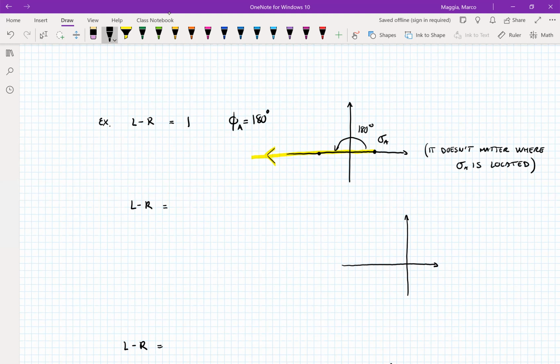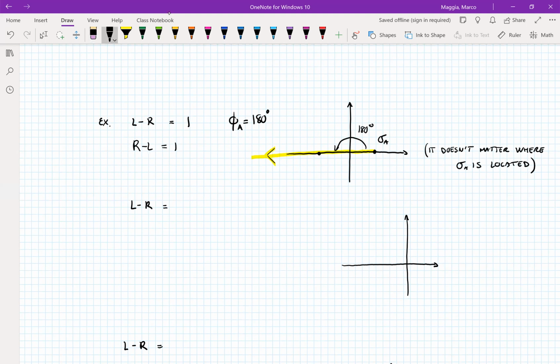Of course, if you had R minus L equal to 1, you still have the same configuration, but now you're coming from minus infinity. So it's just that the direction of the growth of K is reversed. For these 4 examples, I'm just using extra open loop poles than zeros. If you had instead more zeros than poles, you just have to reverse the direction that I'm drawing.